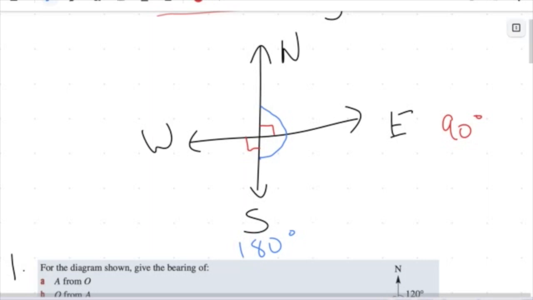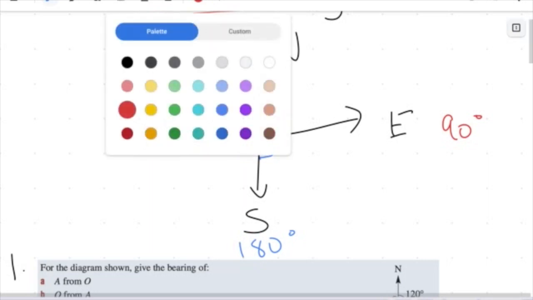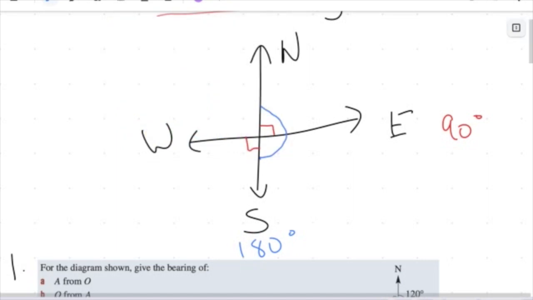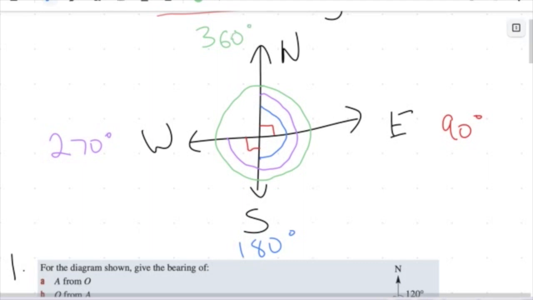So if we were to keep drawing a line across here, we have gone 180 degrees plus 90 degrees, so that gets us to 270 degrees. And finally, getting back to north means a full revolution. Based on our angle relationships from a while back, anytime we make a full circle, or a full revolution, and end up at the same place, we have traveled 360 degrees.